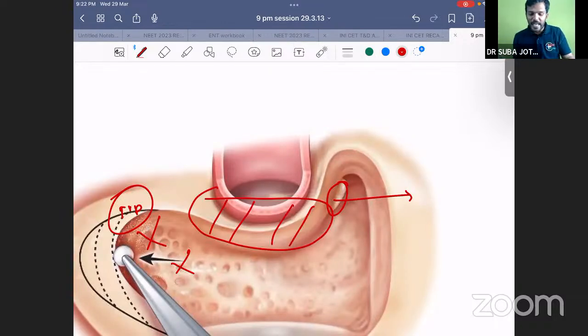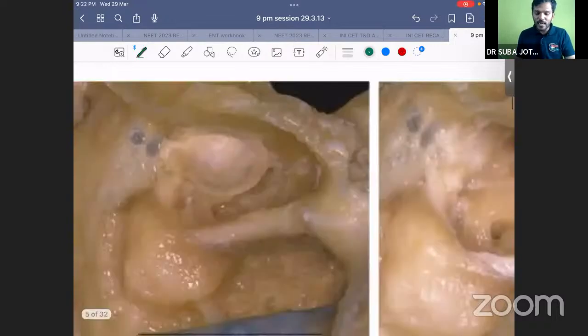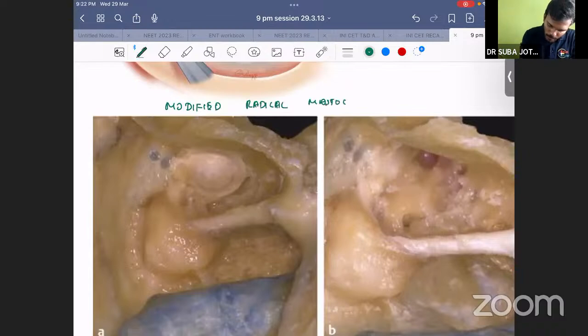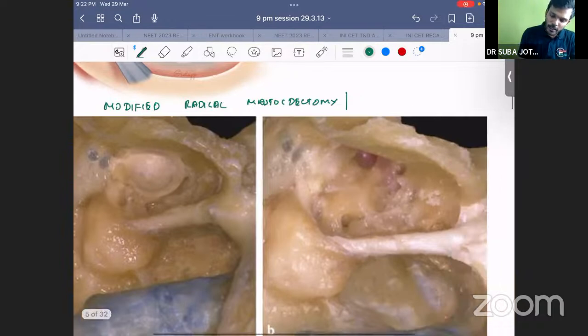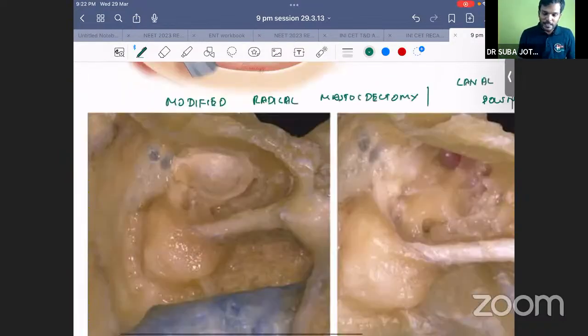Okay. Now, if you are going to sacrifice this posterior canal wall, it is called canal wall down mastoidectomy or modified radical mastoidectomy, or otherwise called canal wall down mastoidectomy. Now, can you see here?